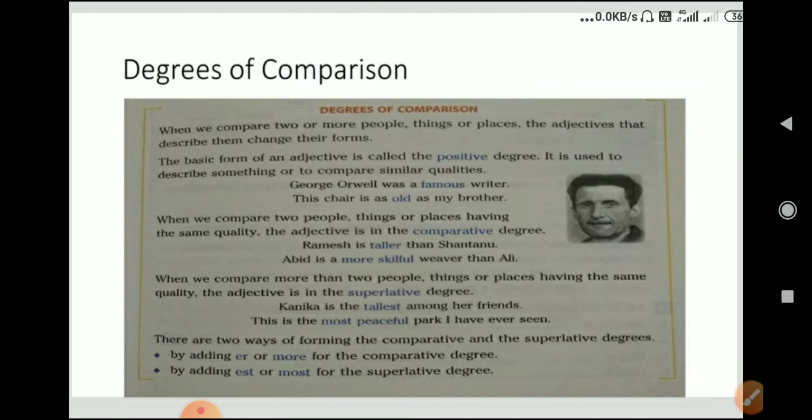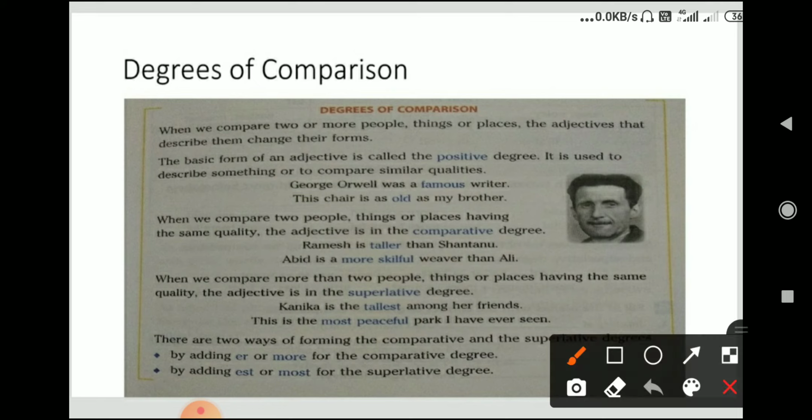Next, degree of comparison, again an important point. There are 3 degrees: positive, comparative and superlative. The positive degree presents only one thing. George Orwell was a famous writer. This sentence is about one writer. This chair is as old as my brother. Here the sentence is about only one object. When only one object is presented, the basic form of an adjective is called the positive degree.